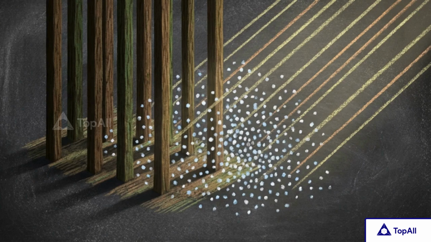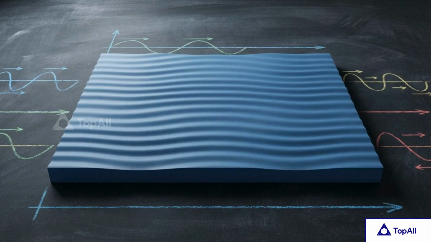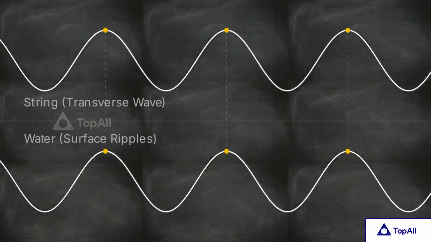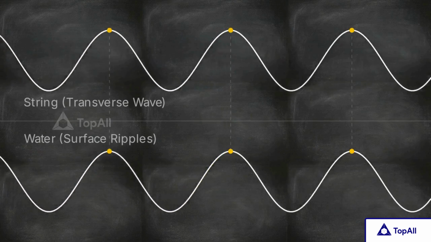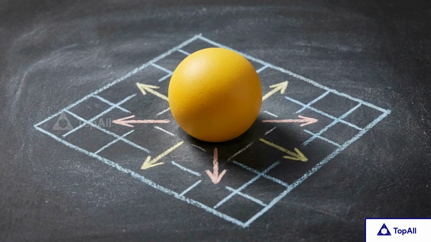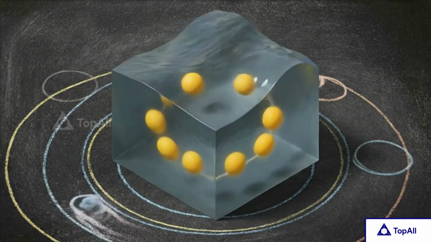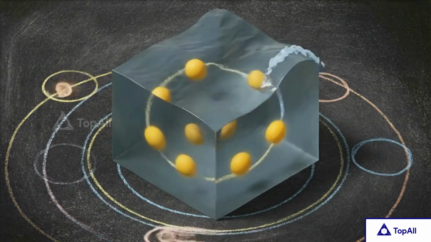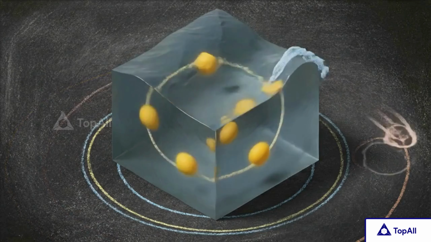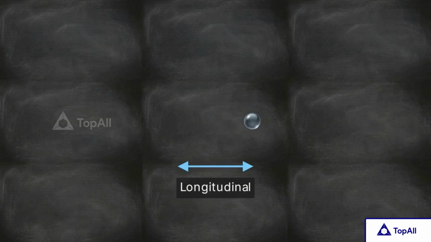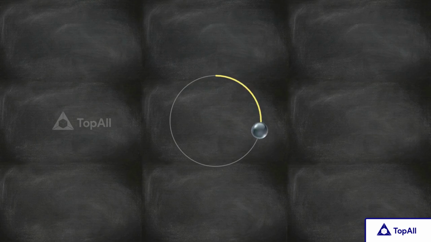It is easy to look at the surface of a lake and assume water waves are purely transverse. They look exactly like the ripples on a vibrating string, but water waves are actually a hybrid. The particles in a water wave undergo a complex motion. They move up and down, which is a transverse motion, but they also move back and forth, which is a longitudinal motion. Combined, the particles are actually tracing perfect circles.